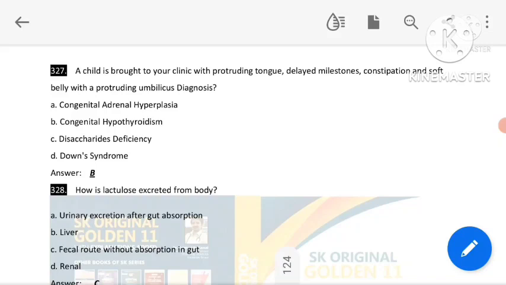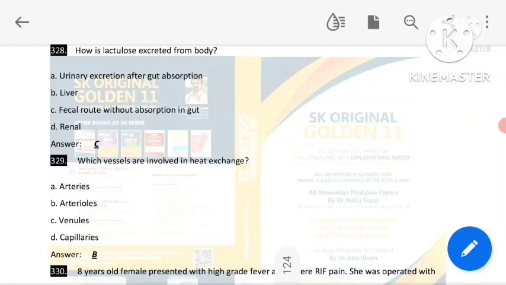Point number 328, how is lactulose excreted from the body? Fecal route without absorption in the gut. So in hepatic encephalopathy, Duphalac, that is lactulose, is given to relieve the hepatic encephalopathy. So fecal route without absorption in the gut is the right option. C is the right option.